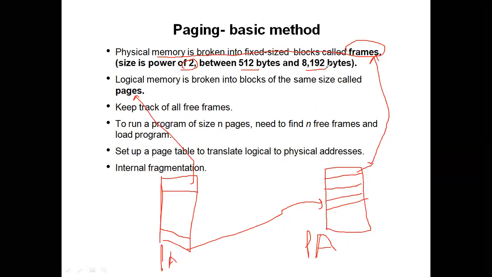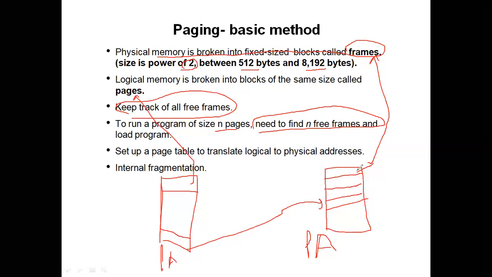So this is the range in which memory spaces are divided. And what does the operating system do? It keeps track of all the free frames. Whatever free frames are available in the system, it keeps a track. And then if I want to run a program of size n pages, that means we need n free frames.